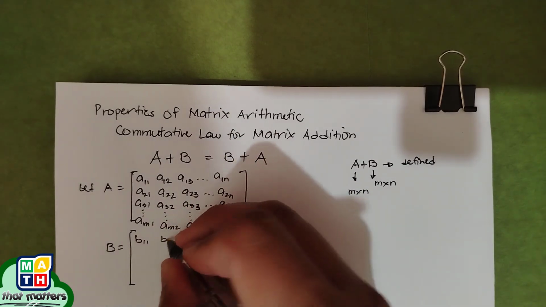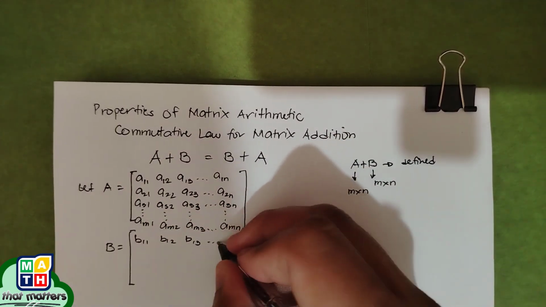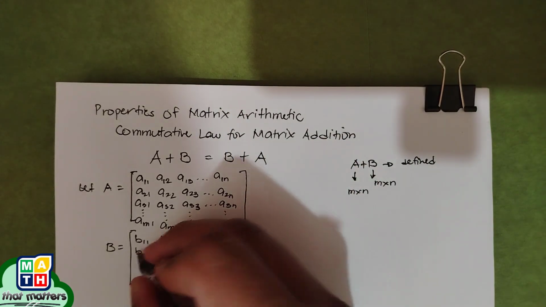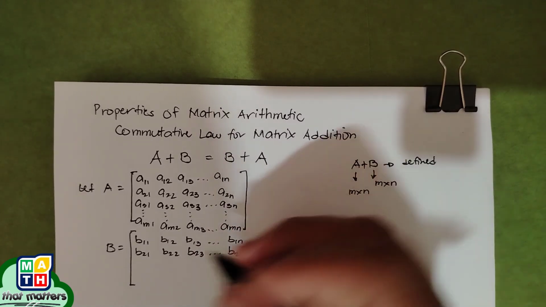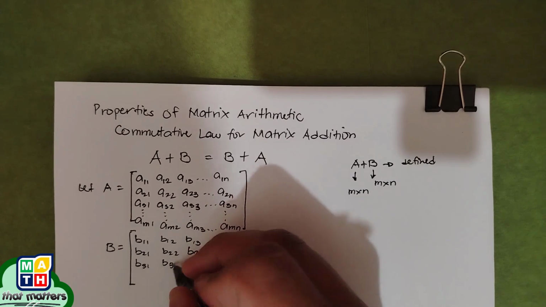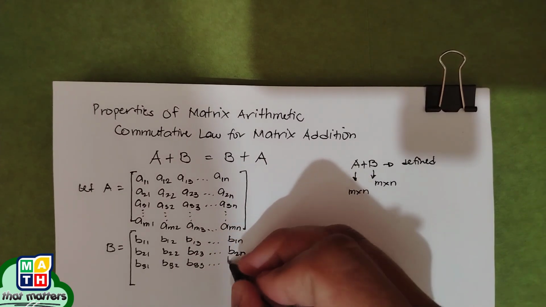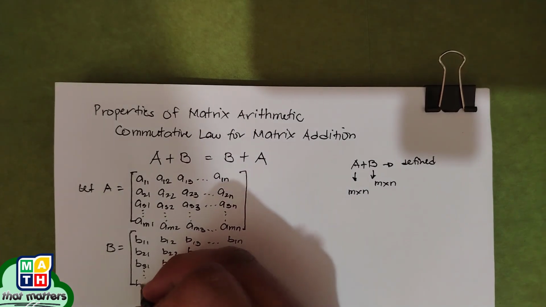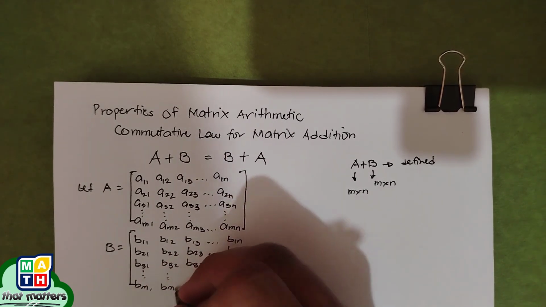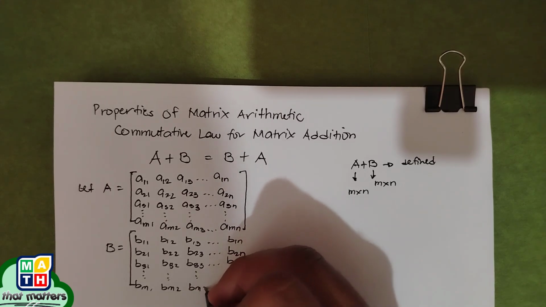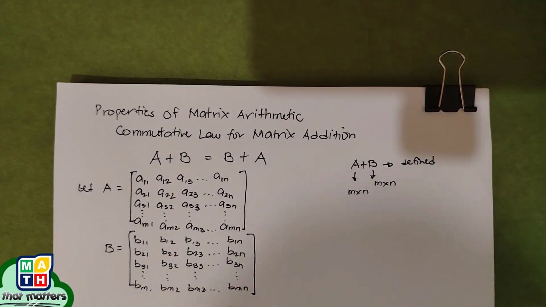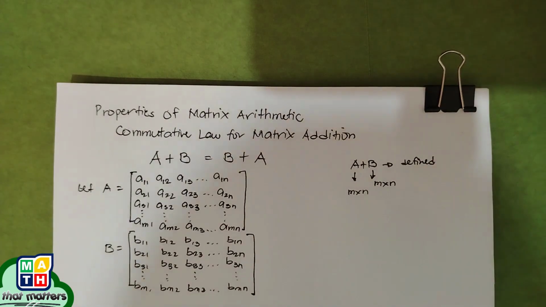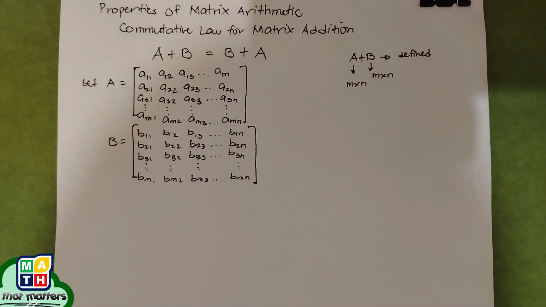And let's also assume B, using arbitrary values. You have B11, B12, B13, B1n, B21, B22, B23, B2n, B31, B32, B33, B3n, and of course you have here Bm1, Bm2, Bm3, and you have here Bmn. So this might take a longer video because I need to show it in general form. Okay, so let's have it in this form here.